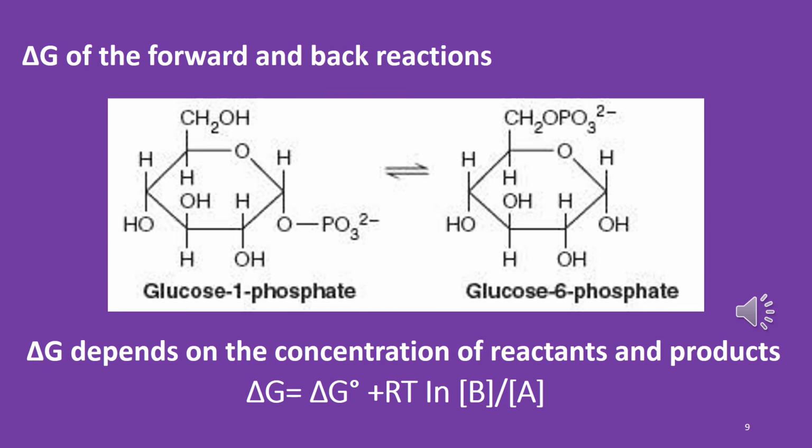The change in free energy of a reaction depends on the concentration of the reactants and products, at constant temperature and pressure, and it can be calculated with this formula, which is written at the base of this slide. A reaction with a positive standard free energy can proceed in the forward direction, and it will have a negative overall delta G, or change in free energy, provided the ratio of product to reactant is sufficiently small, or we can say the ratio of reactants to products is large.